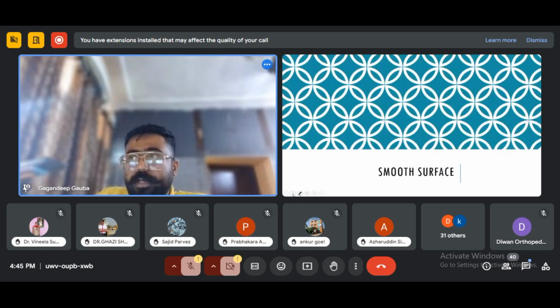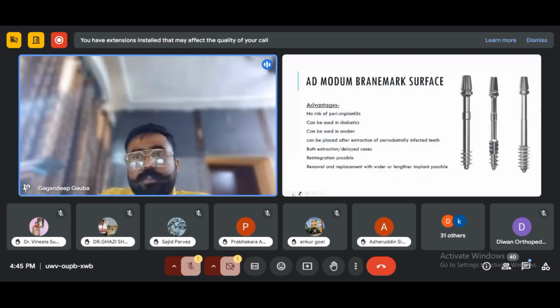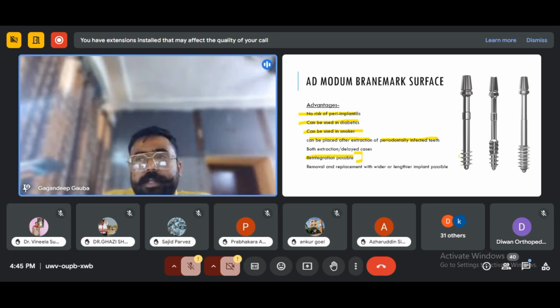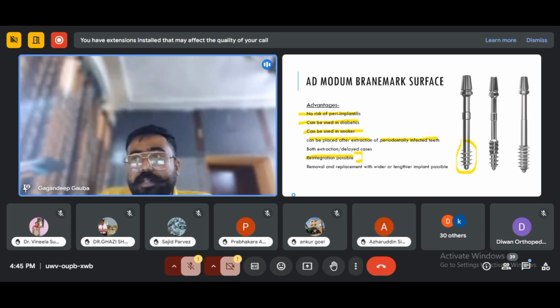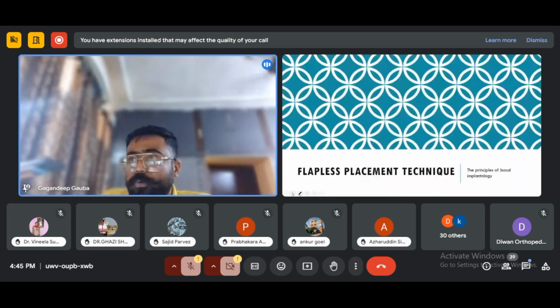I will jump it. So they are smooth surface implants. So what are the advantages? There is no peri-implantitis. These implants can be placed in diabetics. These can be used in smokers also. They can be placed in immediate extraction sockets and even in periodontally infected sockets. And reintegration is possible. Even if the implant fails, you just take out the implant and place a wider diameter implant in that. If you are using basal classic and the implant fails, you just remove the implant, place a 4.5 diameter implant, and you are good to go. And you can even place the same prosthesis on that also, right? And these are the advantages. I will skip on to it.